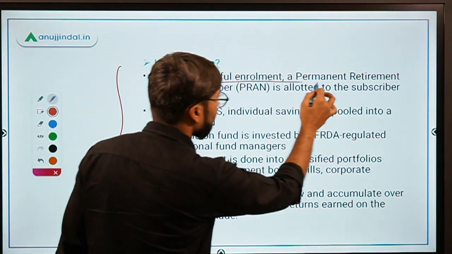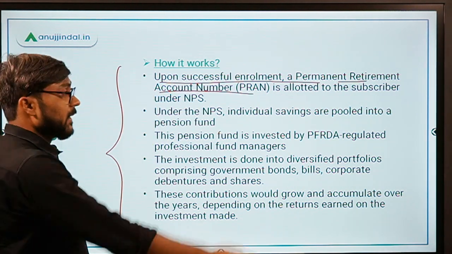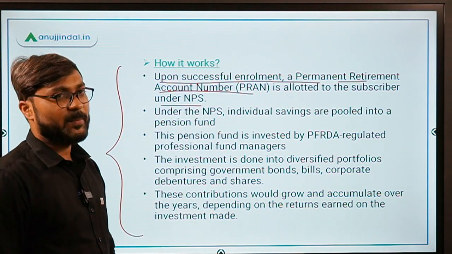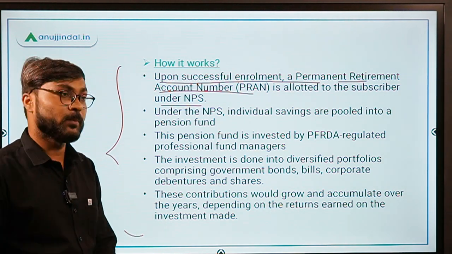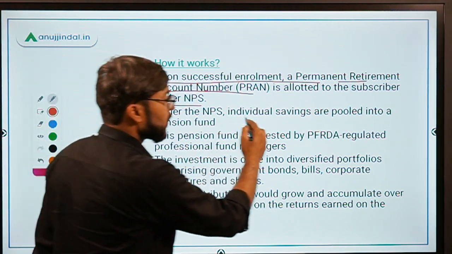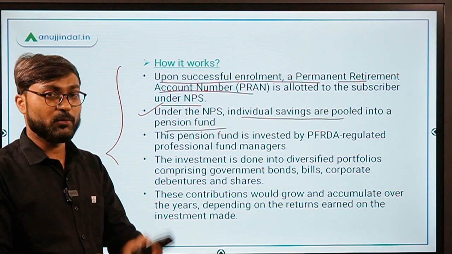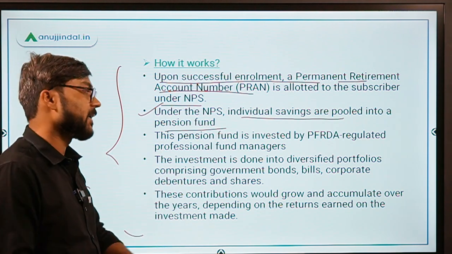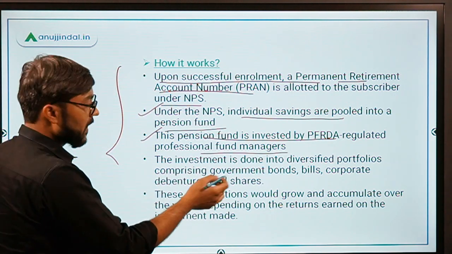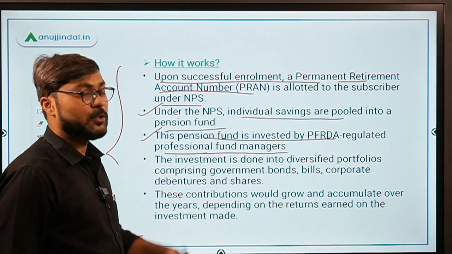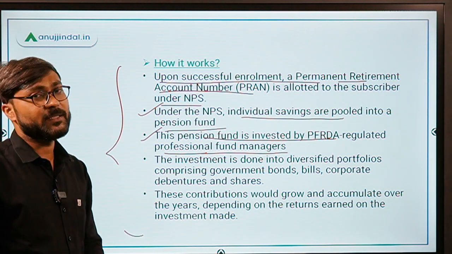So upon successful enrollment, a permanent retirement account number, which is also known as PRAN, is allotted to the subscriber. Okay, so first of all we will enroll ourselves, and we will get a permanent retirement account number. Then individual savings are pooled into a pension fund. Whatever money I contribute to the account will be invested in a pooled fund. And this pension fund is invested by PFRDA regulated professional fund managers. Who will make this investment? Pension fund managers regulated by PFRDA.